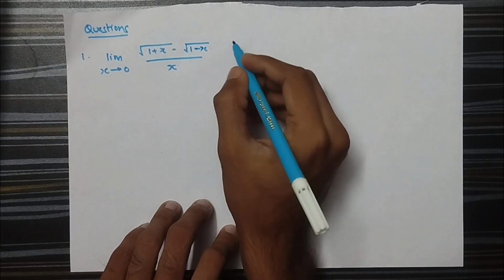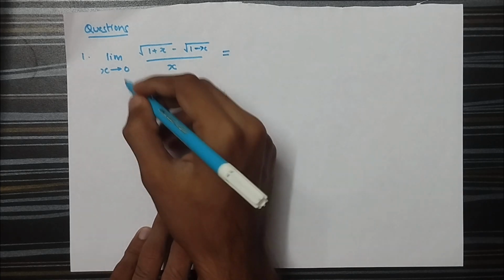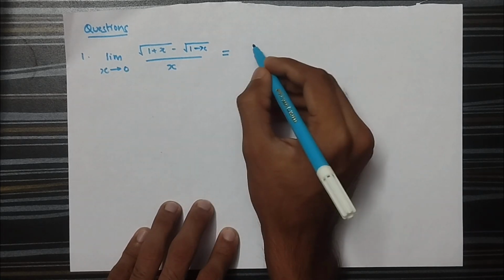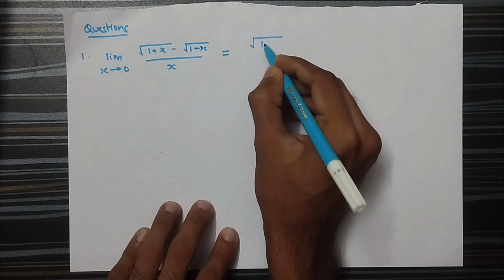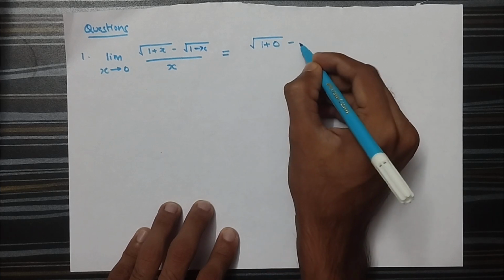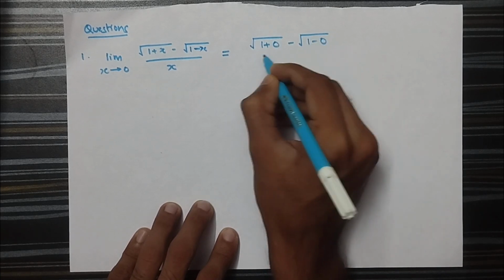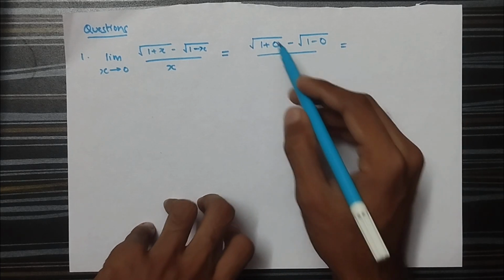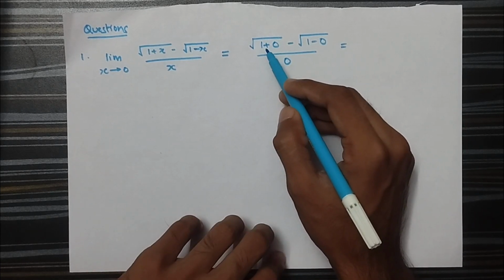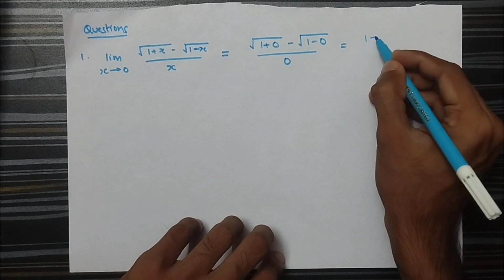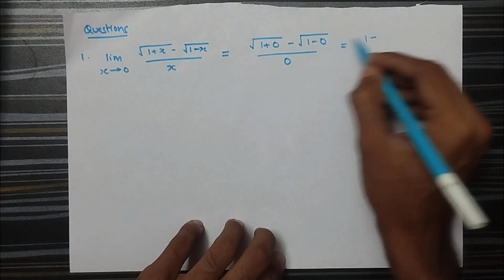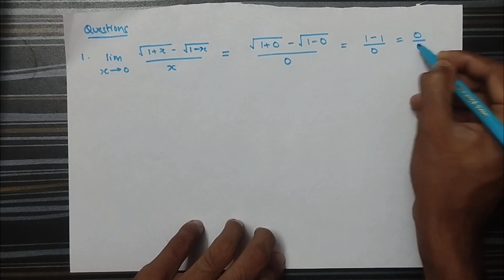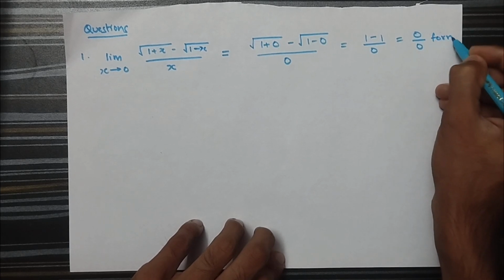So for this, we will first directly substitute. For direct substitution, wherever you see x, you just put the value 0. So root of 1 plus 0 minus root of 1 minus 0, divided by 0. Root of 1 plus 0 is root of 1, which is 1. Then 1 minus root of 1 minus 0, which is root 1, which is 1, by 0, which is equal to 0 by 0. So we got this 0 by 0 form.